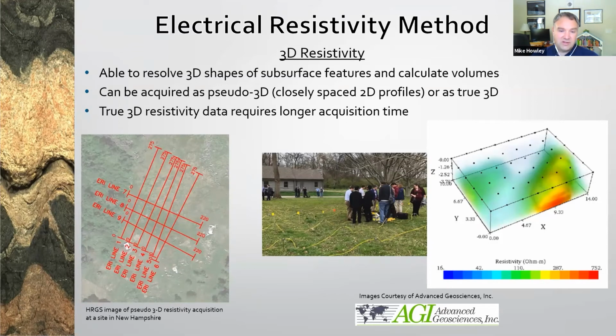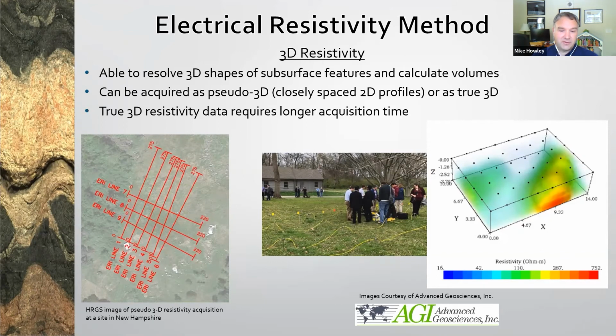3D resistivity has the ability to resolve the true shapes of anomalies, such as karst features, and to calculate volumes of subsurface materials. The survey arrangement on the left was used to map depth of competent bedrock in an area where the property owner would not allow us to use an active seismic source. It was a pasture and they didn't want to disturb the sheep.